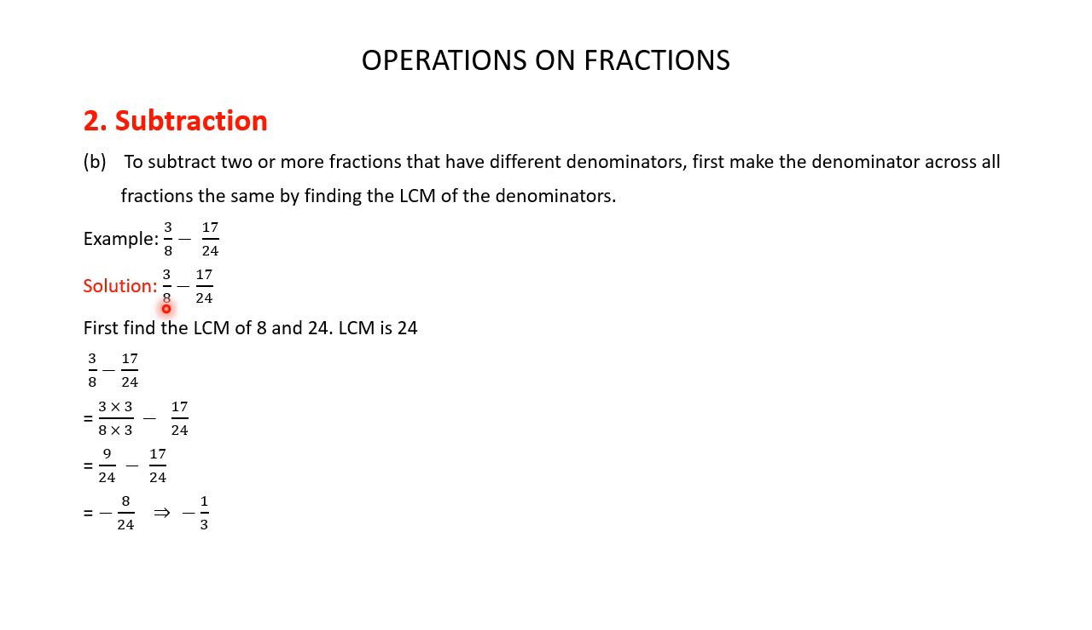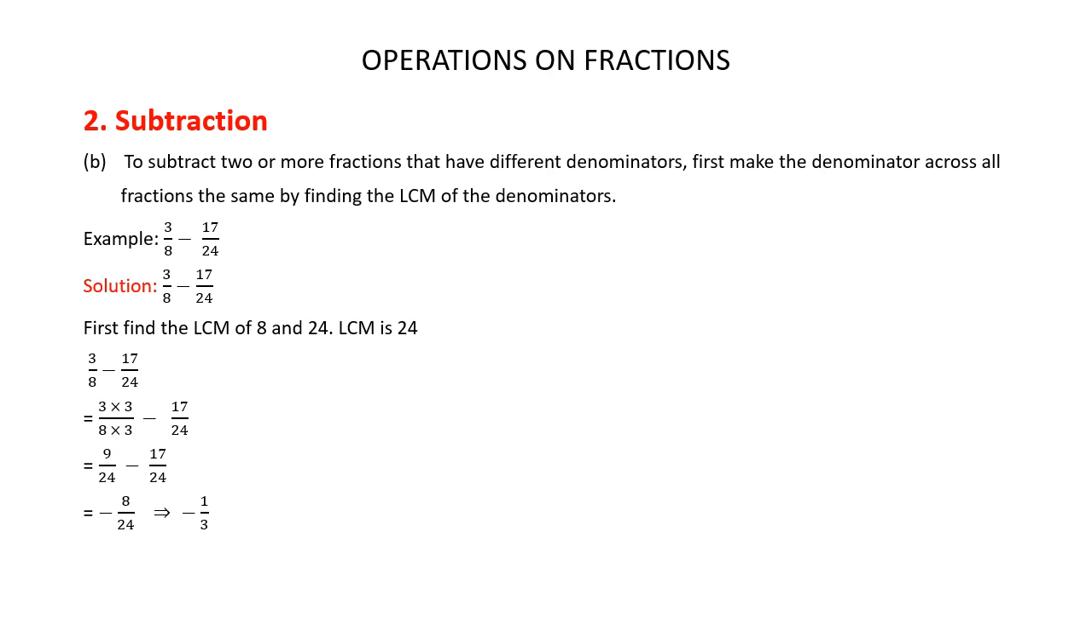So now you have to subtract these two fractions. When you observe these two fractions, you'll notice that the denominators are different. So first, to make the denominators the same, you have to find the LCM of the denominators 8 and 24. LCM of 8 and 24 is 24. So first, consider the fraction 3 by 8. To make the denominator 8 as 24, you have to multiply 8 with 3. So 8 multiplied by 3 is 24.